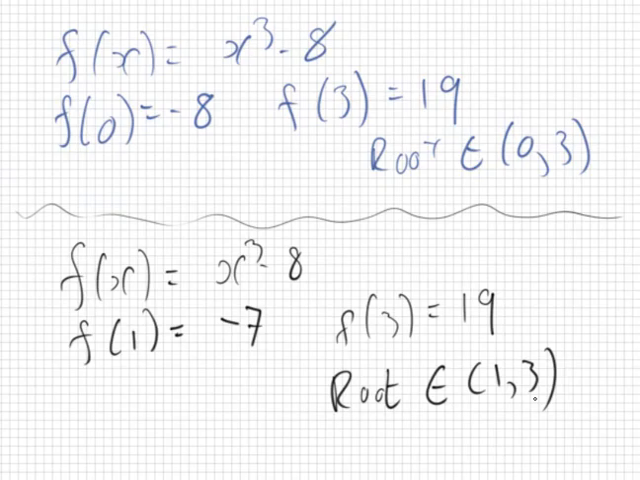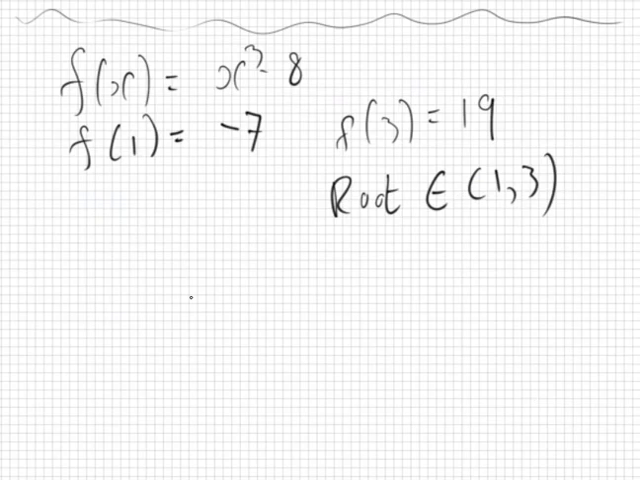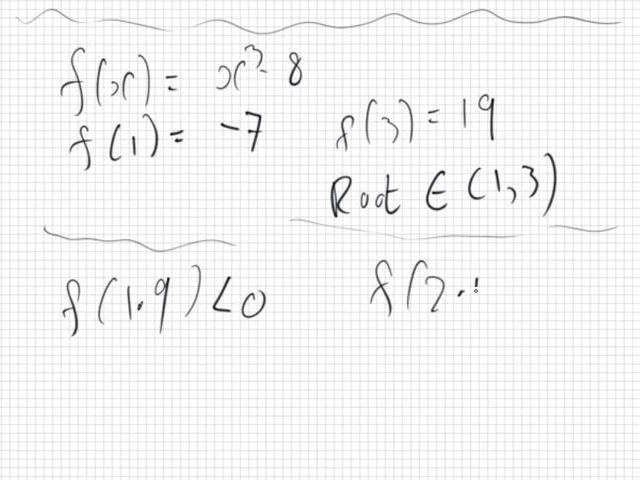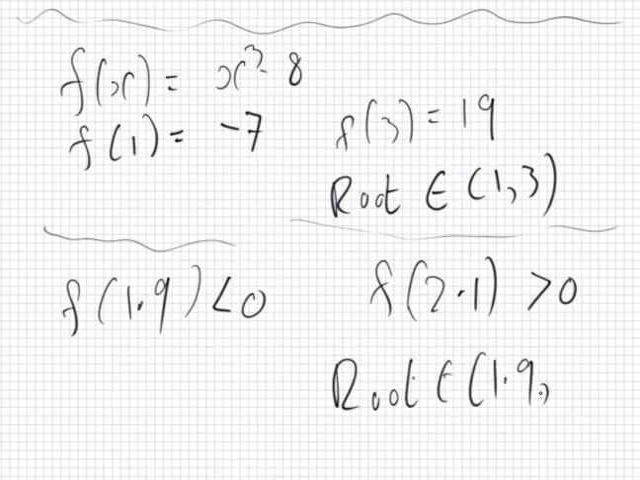1 and 3, because there's a smaller possibility. In the first case it's somewhere between 0 and 3, in the second case it's somewhere between 1 and 3. And then you could take it to even more extremes. So you could end up saying, I think f of 1.9 will be negative, f of 2.1 will be positive. So you could end up saying there's a root between 1.9 and 2.1. So basically the smaller the interval is, the better.